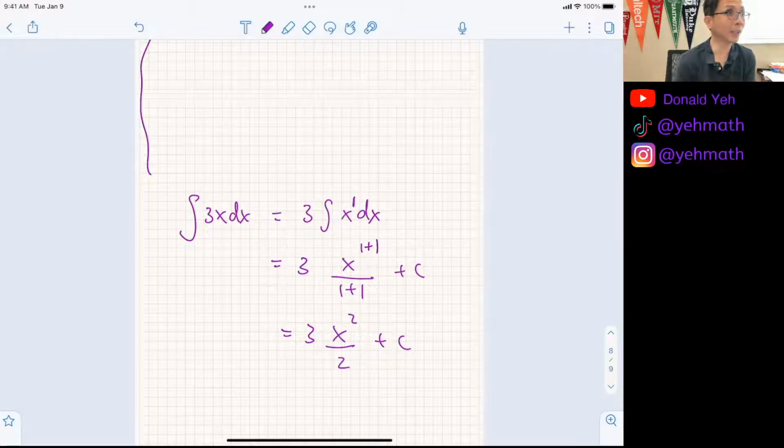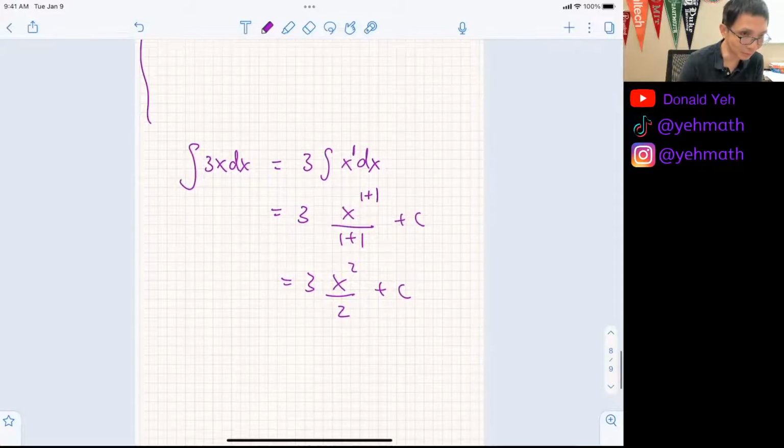Okay, what happens if you take a derivative of x squared? The 2 is going to go down, right? And the 2 is going to cancel. Does that make sense? And that's going to give you 3x. That's it. Not hard. It's so easy. The problem is in your mind.